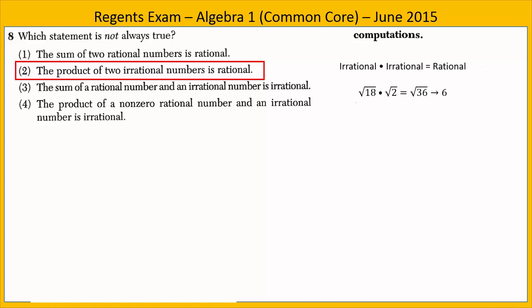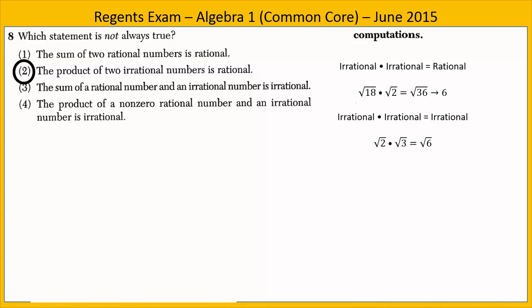Consider this example. An irrational number times an irrational number can be rational. The square root of 18 times the square root of 2, both irrational numbers, give me the square root of 36, which is 6, a rational number. That example might make choice 2 seem like a true statement, but consider this example. The square root of 2 times the square root of 3, both of them irrational, equals the square root of 6, which is irrational. Choice 2 is the answer.